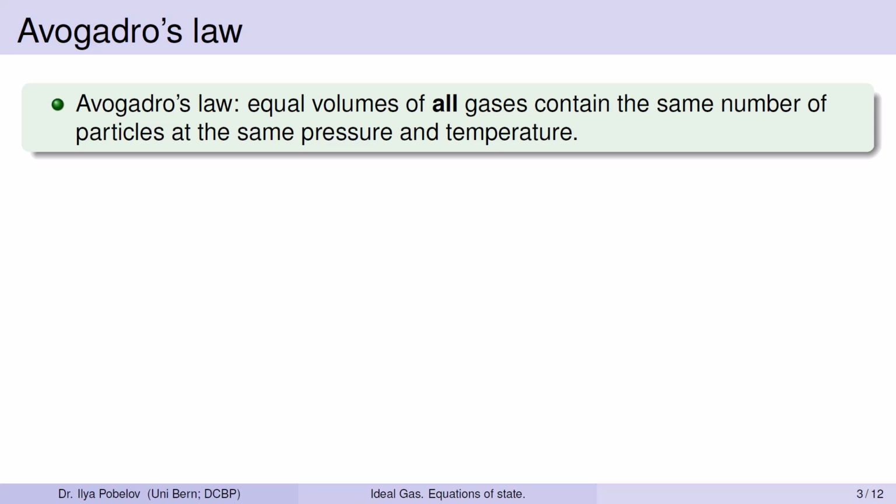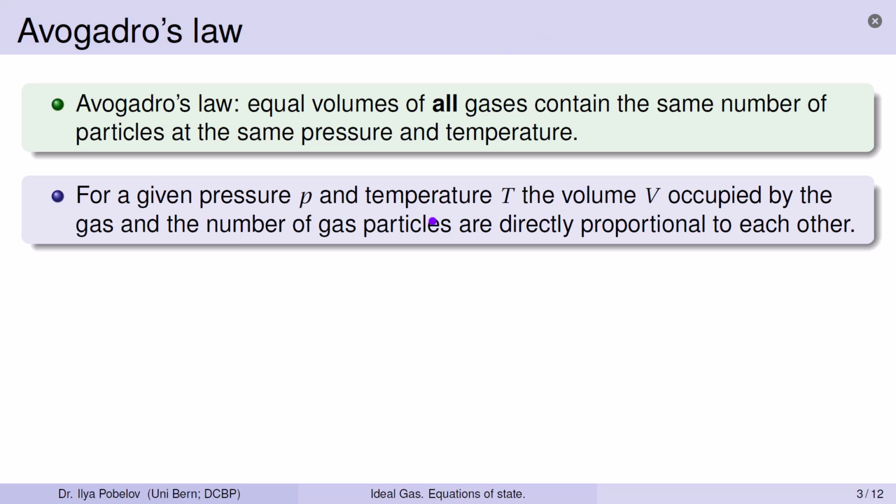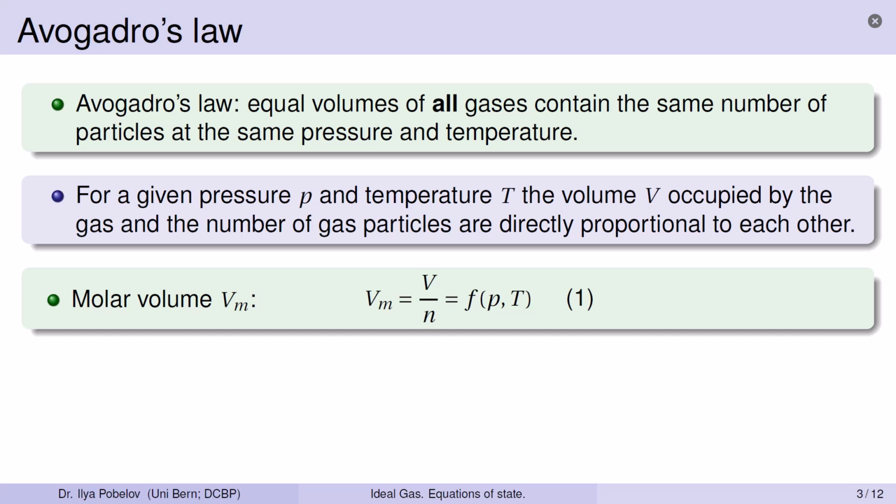First, it implies that for a given pressure and temperature, the volume occupied by the gas and the number of gas particles are directly proportional to each other. If we double the volume, we double the number of particles. This allows us to introduce the ratio between them, the molar volume, as another physical quantity describing the state of the gas.